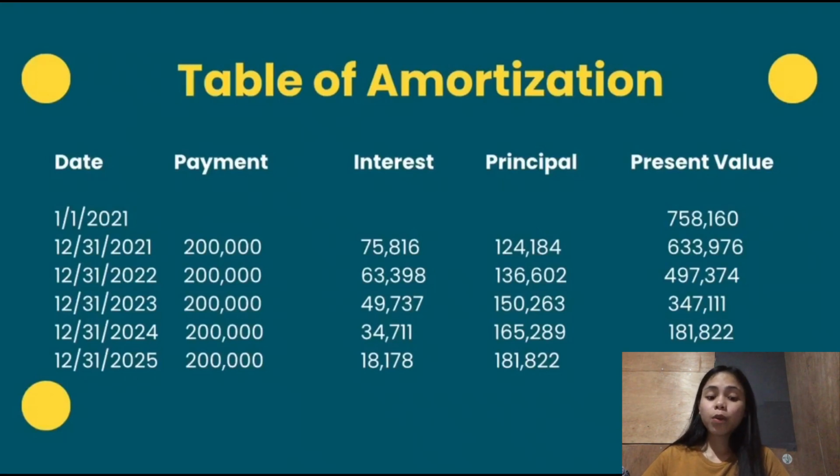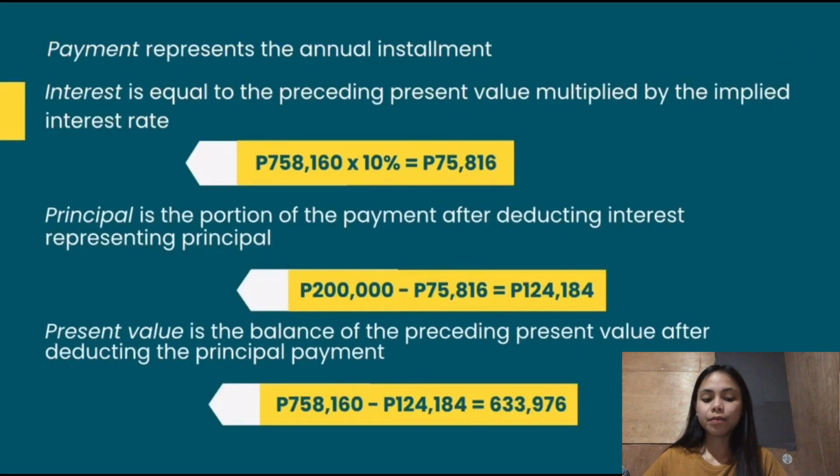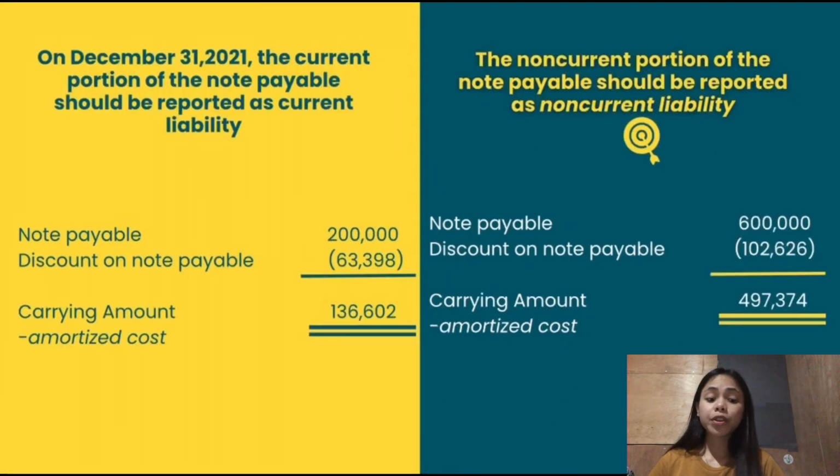And the present value is the balance of the preceding present value after deducting the principal payment. Thus, on December 31, 2021, 758,160 minus 124,184, then we will get our present value of 633,976. So, on December 31, 2021, the current portion of the note payable should be reported as current liability.